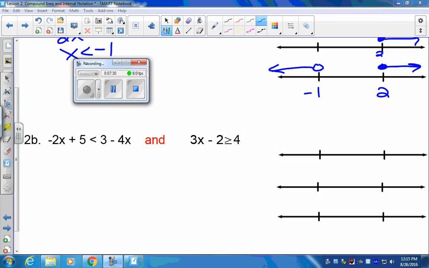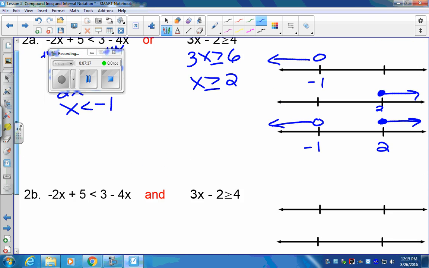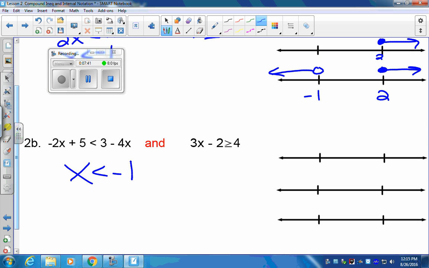All right, our next example is an AND, so I'm looking for an overlapping shading. Okay, solving, oh, it's the same problems. Okay, so I see I have that. So I've got x is less than or equal to negative 1, and I'm looking for where x is greater than or equal to 2.